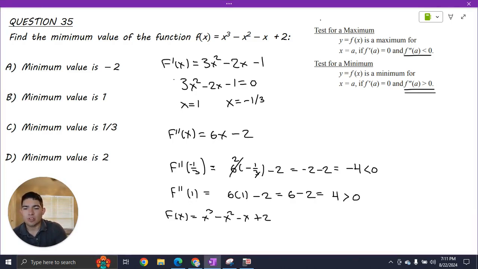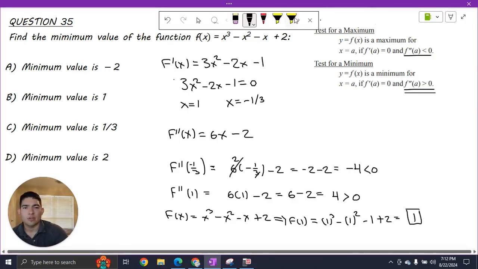Our original equation was f of x equals x to the third minus x squared minus x plus 2. Once we plug in and evaluate f of 1 in the original equation, we're going to end up with a result equal to 1. That means that the minimum value of this function is going to be 1. So if we take a look at the multiple choice, the answer for this one is going to be B.